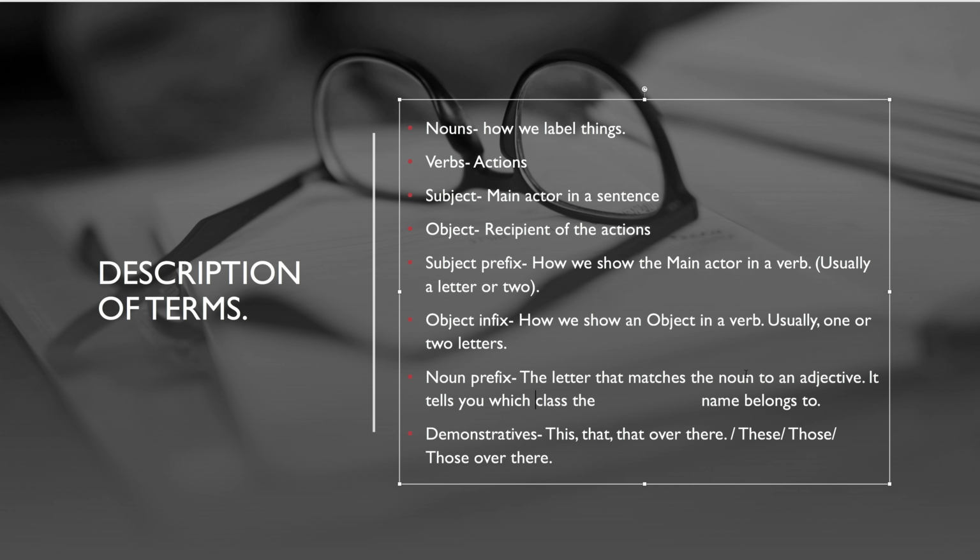And then we have something called the noun prefix, which is the letter that we use to match the noun to an adjective. So it tells you where that noun belongs, what noun class it belongs to. And then we also have demonstratives. What are demonstratives? Demonstratives are simply words that we use to point and show. This, that, that over there. And in Swahili, they are very important because this is where we get our subject prefix, this is where we get our object infixes also.